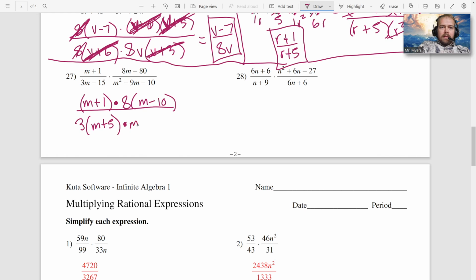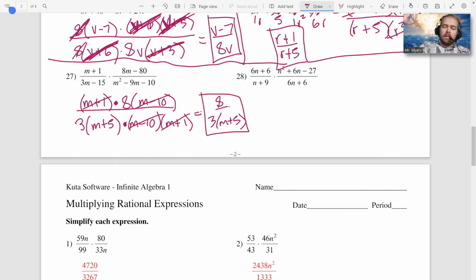So let's see, this will be minus 10 and plus 1. So plus 1's cancel, minus 10's cancel, and I believe that's about it. So the answer of this would be 8 over 3 m plus 5. That's it for that one. Now we're on the last one. Okay, here we go. Challenge accepted.